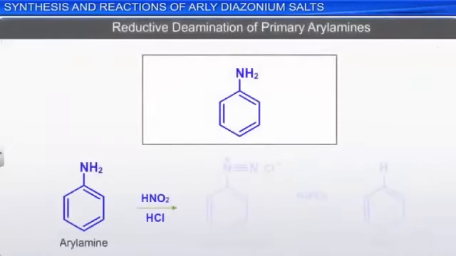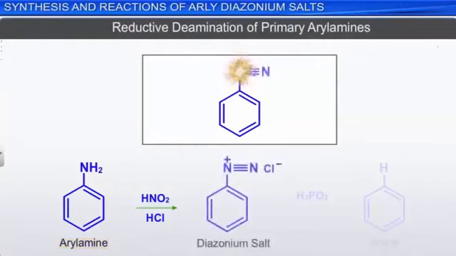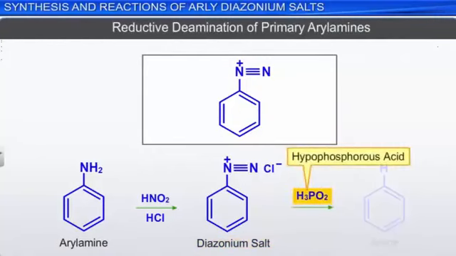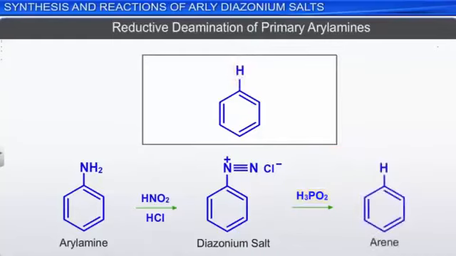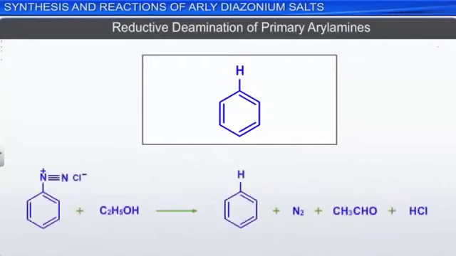Reductive deamination of primary aryl amines replaces the amino substituent by hydrogen using a diazonium salt as an intermediate. When the diazonium salt is treated with a mild reducing agent such as hypophosphorous acid, sometimes known as phosphinic acid, the diazonium ion is reduced to an arene. Alternatively, this can be carried out using ethanol.